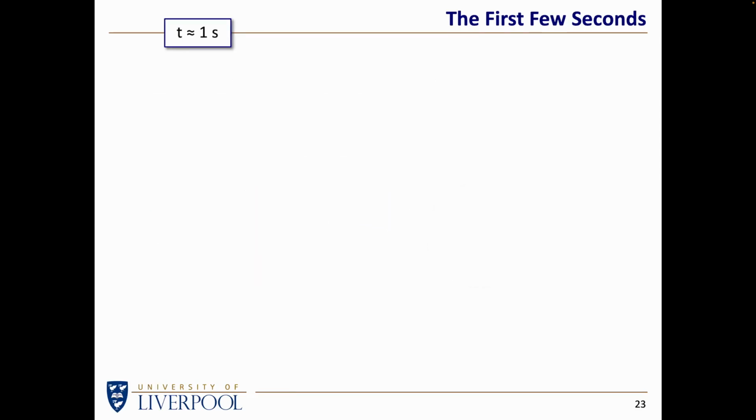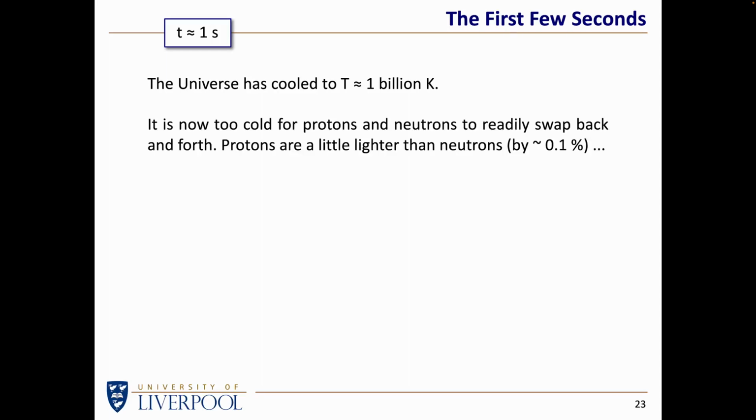Let's now go forward to 1 second after the Big Bang. The universe has now cooled down a bit, and it's now only about 1 billion Kelvin. It's now too cold for protons and neutrons to readily swap backwards and forwards. That was possible a little while ago when the universe was much hotter, but now the universe has cooled a bit. It's no longer possible for protons and neutrons to swap back and forth.